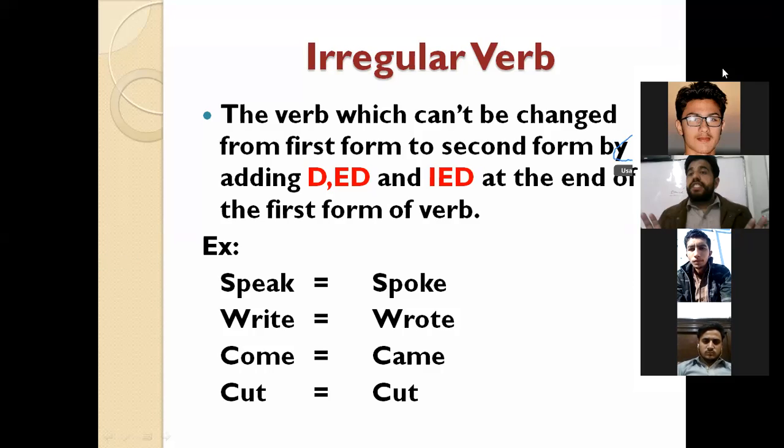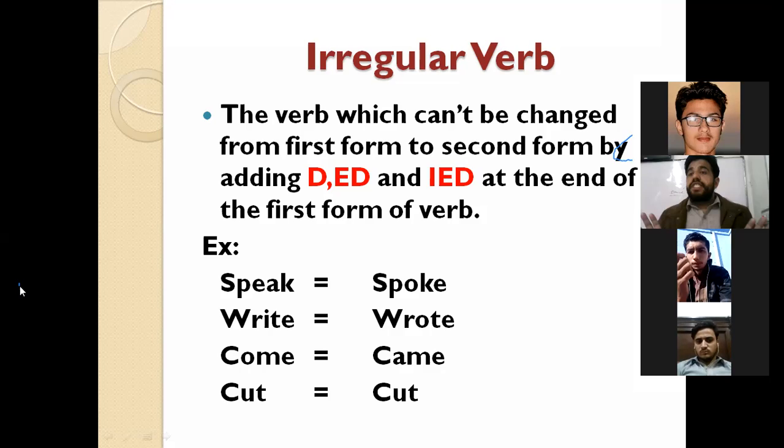Like we have speak. The second form of speak is spoke. So we didn't change it with the help of any rules. Actually, we don't have any rule for it. It is an irregular verb. Likewise, we have here write. So write we have changed to wrote, by which rule? Actually, we have no rules. Like we say come. The second form of come is came. So we didn't change it with the help of any rule. Like cut. The second form is also cut.